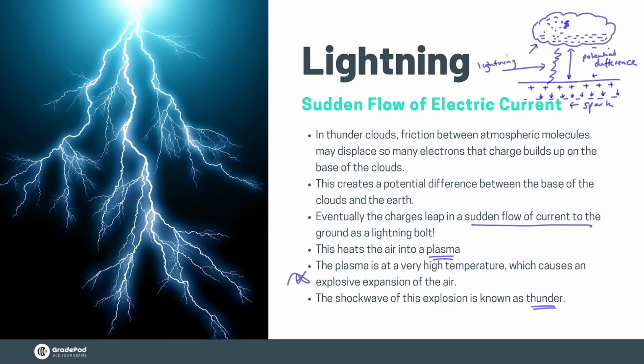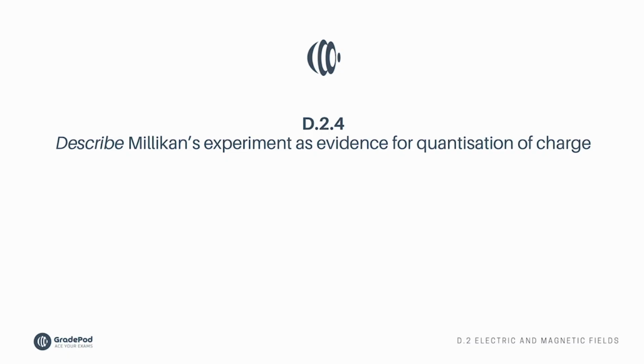But in doing so, in creating that lightning, it heats the air into a plasma, and that causes an explosive expansion of the air, which is then thunder. So it's a really interesting concept, all down to the fact that when you produce friction between objects, it causes the displacement and movement of electrons.